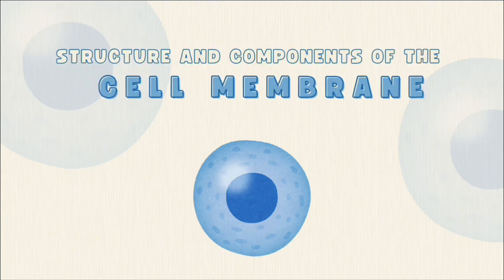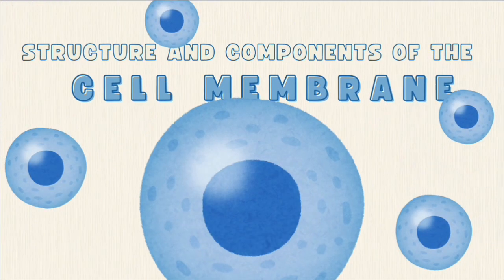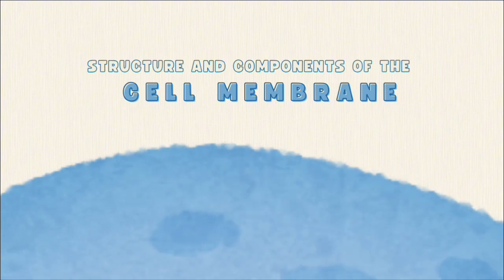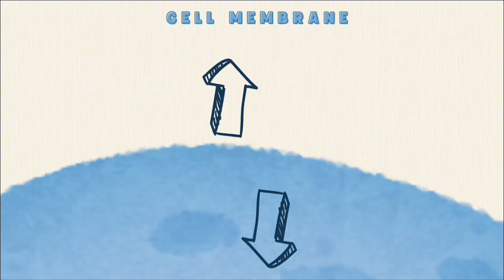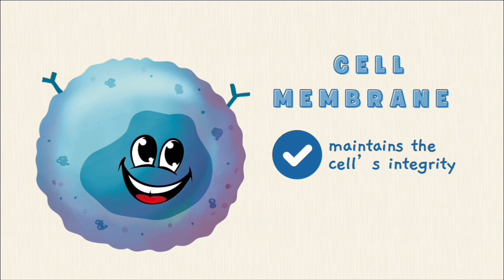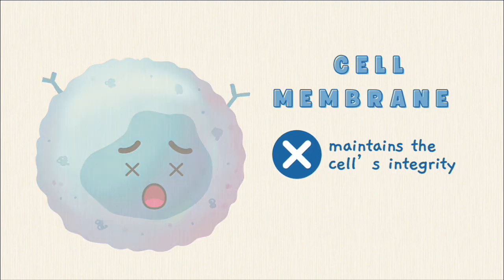Hey there! Today, we're looking into one of the most interesting parts of the cell, its membrane. This thin yet powerful structure controls what goes in and out, maintaining the cell's integrity. Without it, cells wouldn't survive. So, let's break it down and explore its structure, components, and functions.